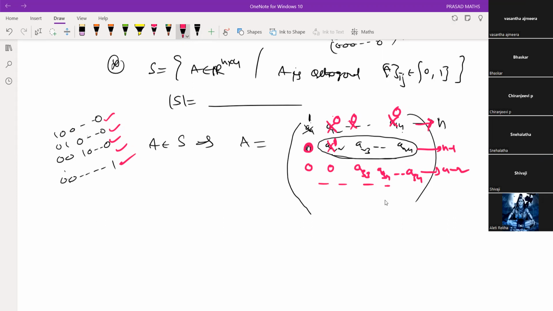Similarly, how many ways? 1 way. So therefore, now tell me what is the cardinality of this? Therefore, work is completed. By the fundamental principle of multiplication, this is n factorial. Is it clear? Any doubts? Tell me.